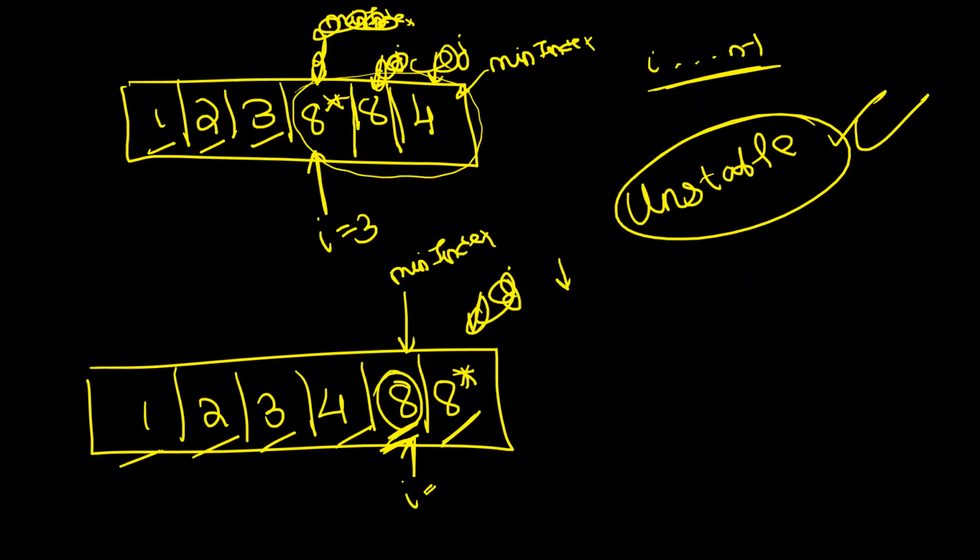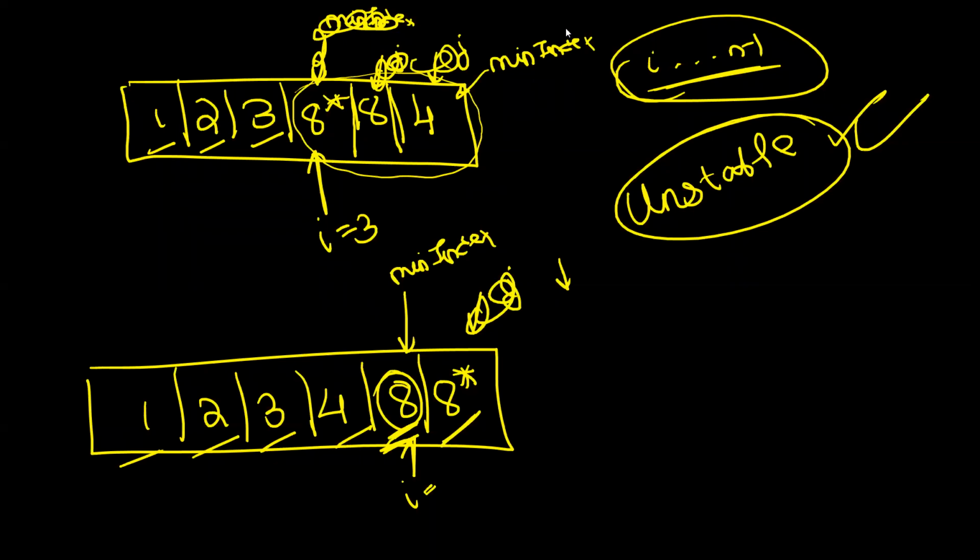Index 0 we hold as minimum, search for the minimum in the entire array, and on finding a smaller one, update the min index. Kind of correct, right? So first of all, we select index I, then we search for the minimum element in this region, and then we swap ARR of I with ARR of min index.